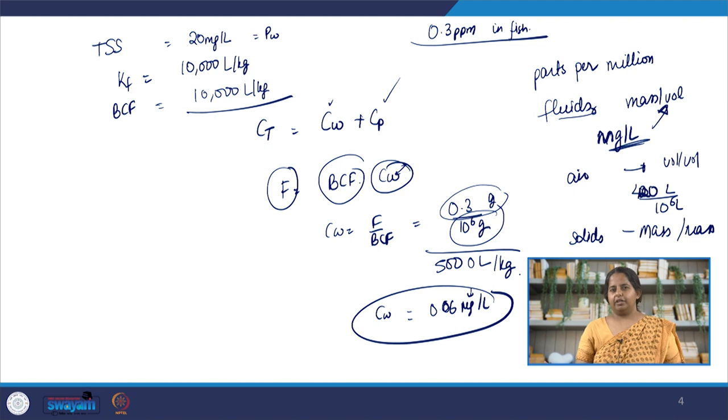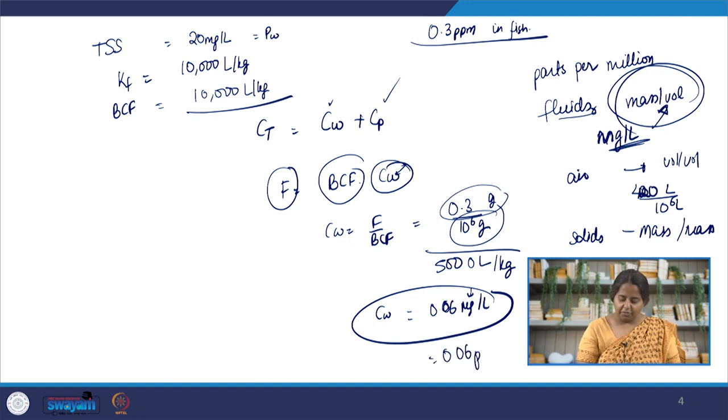Now, before we move ahead, take a look at this, students. The concentration of the contaminant that should be there in the water for fish to be safe for consuming is 0.06 microgram per liter. We can write this in ppm too. Remember, ppm is parts per million, and microgram per liter is parts per million for fluid, mass by volume. So we can say this is 0.06 parts per million.